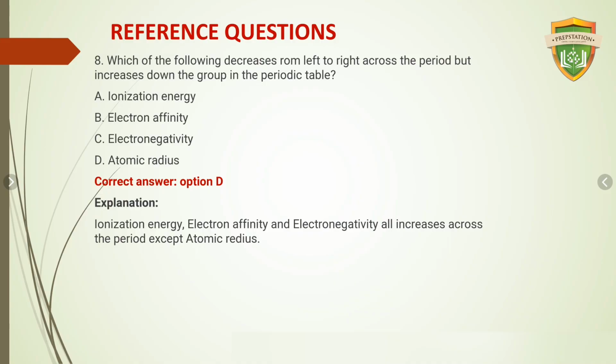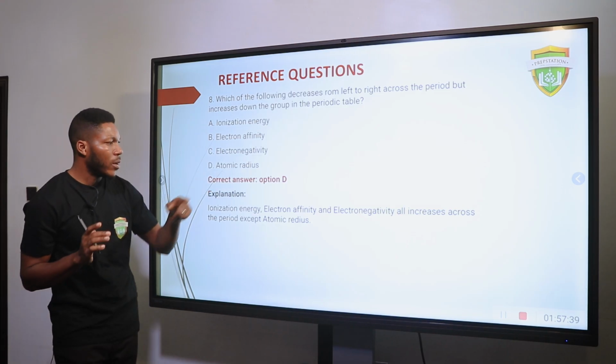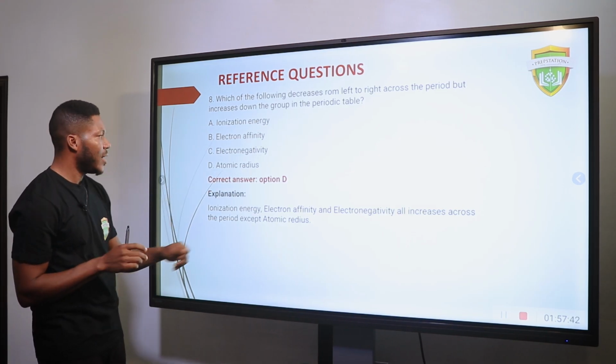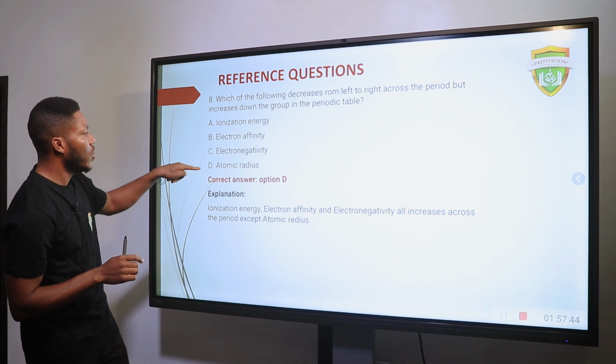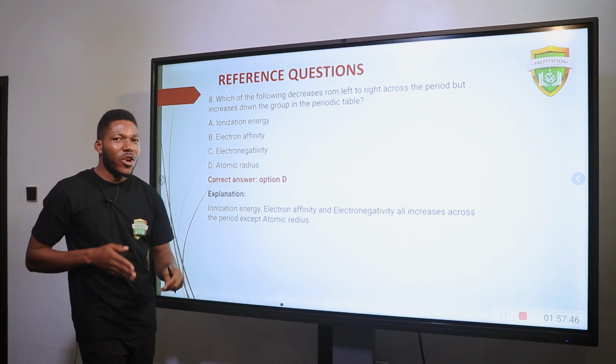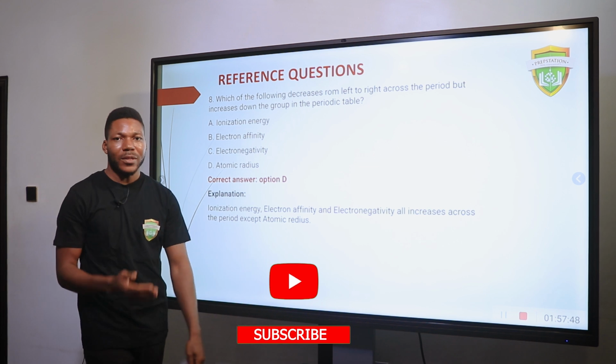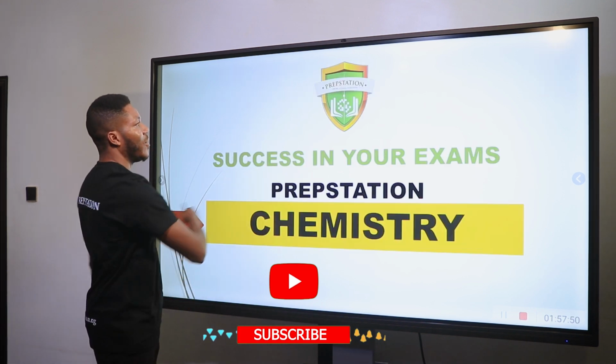All right. Which of the following decreases from left to right across the period, but increases down the group in the periodic table? Oh, the answer is there already. It's very obvious. So A, B, C are the same trend, okay? But this is odd among them. So what is the answer there? The answer there is what? Is D. So atomic radius just decreases across the period, but increases down the group.